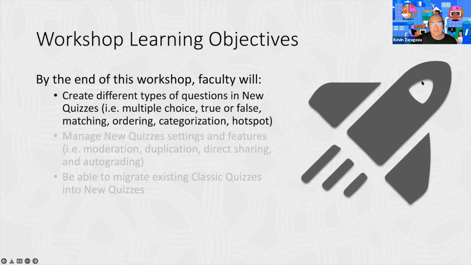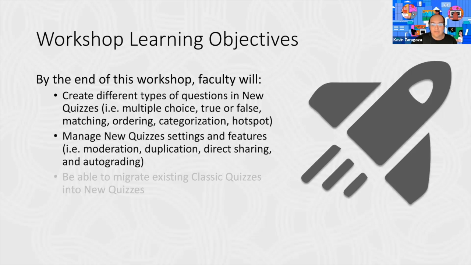By the end of this workshop, faculty will create different types of questions in new quizzes, such as multiple choice, true or false, matching, ordering, categorization, and hotspot. We're also going to manage new quiz settings and features such as moderation, duplication, direct sharing, and auto grading. And we're going to end it off with learning how to migrate existing classic quizzes into new quizzes. Questions on the objectives? Pretty straightforward, only 3. We'll have some fun with them.